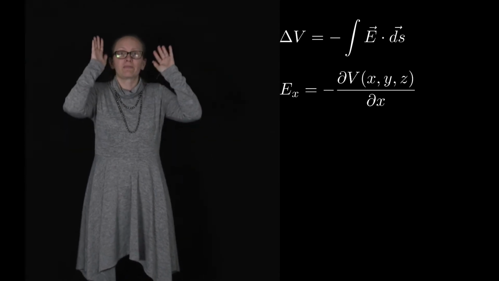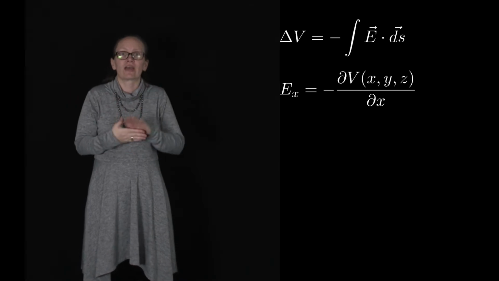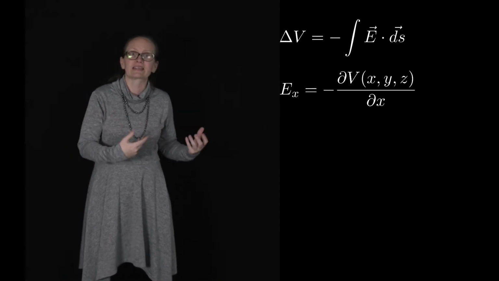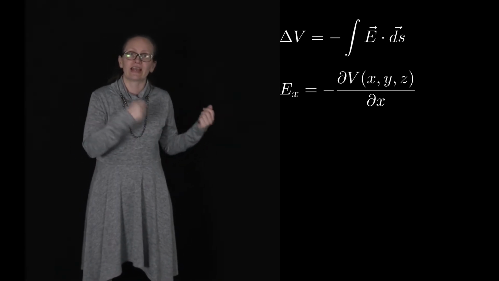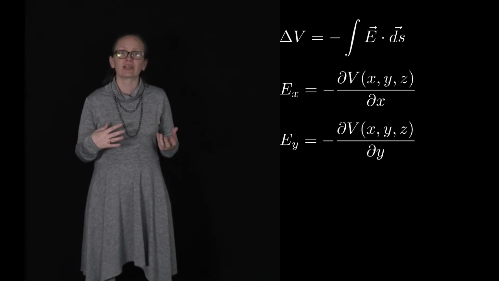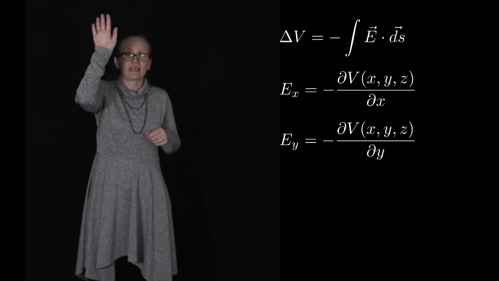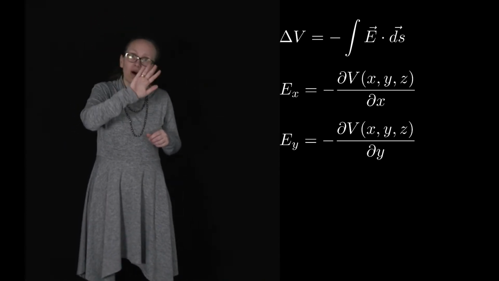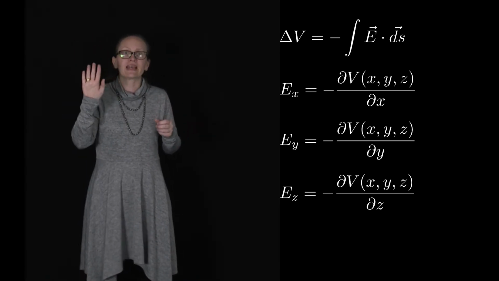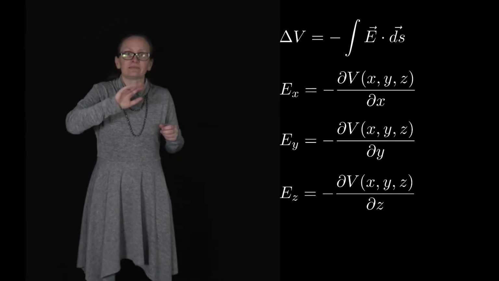And we write that with the partial derivative because V, the voltage, may be a function of x, y, and z, but we are only differentiating it with respect to x in order to find out the electric field in the x direction. So similarly, if we wanted to find out the electric field in the y direction, we'd use E subscript y is equal to minus dV xyz dy. And to get it in the z direction, we'd use E subscript z is equal to minus dV xyz dz.